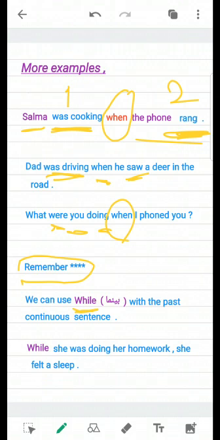Past continuous. Look, while she was doing her homework.